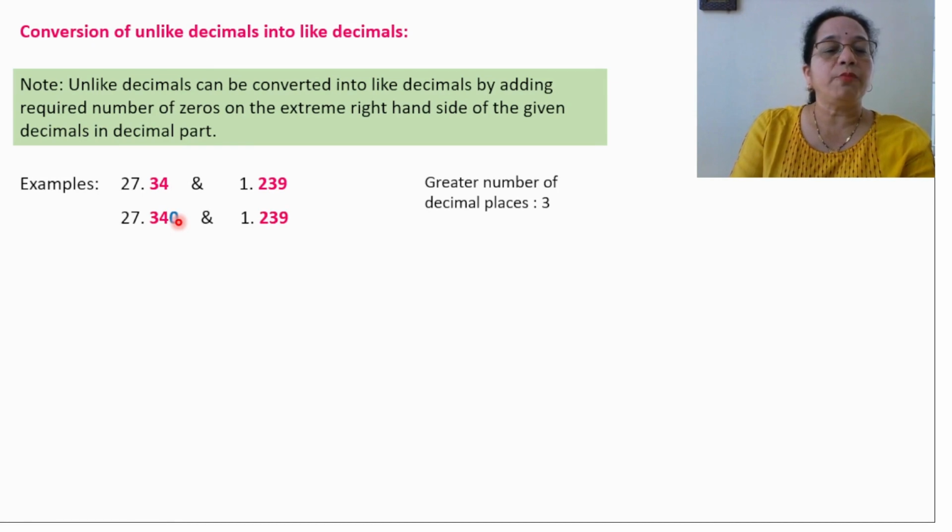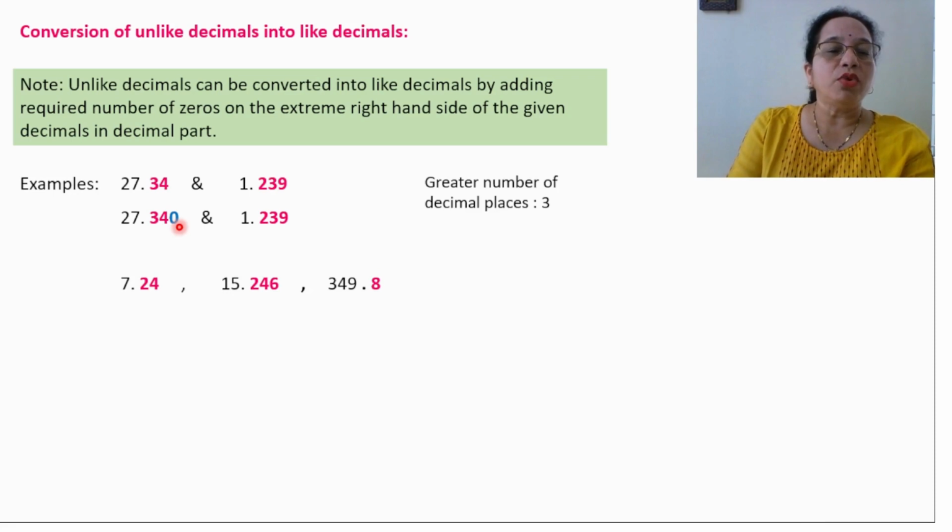So the next step will be 27.340 and 1.239. So both have 3 decimal places. So these are the unlike decimals and these are the like decimals. So we have converted unlike decimals into like decimals by adding the required number of zeros on the extreme right hand side after the decimal point.